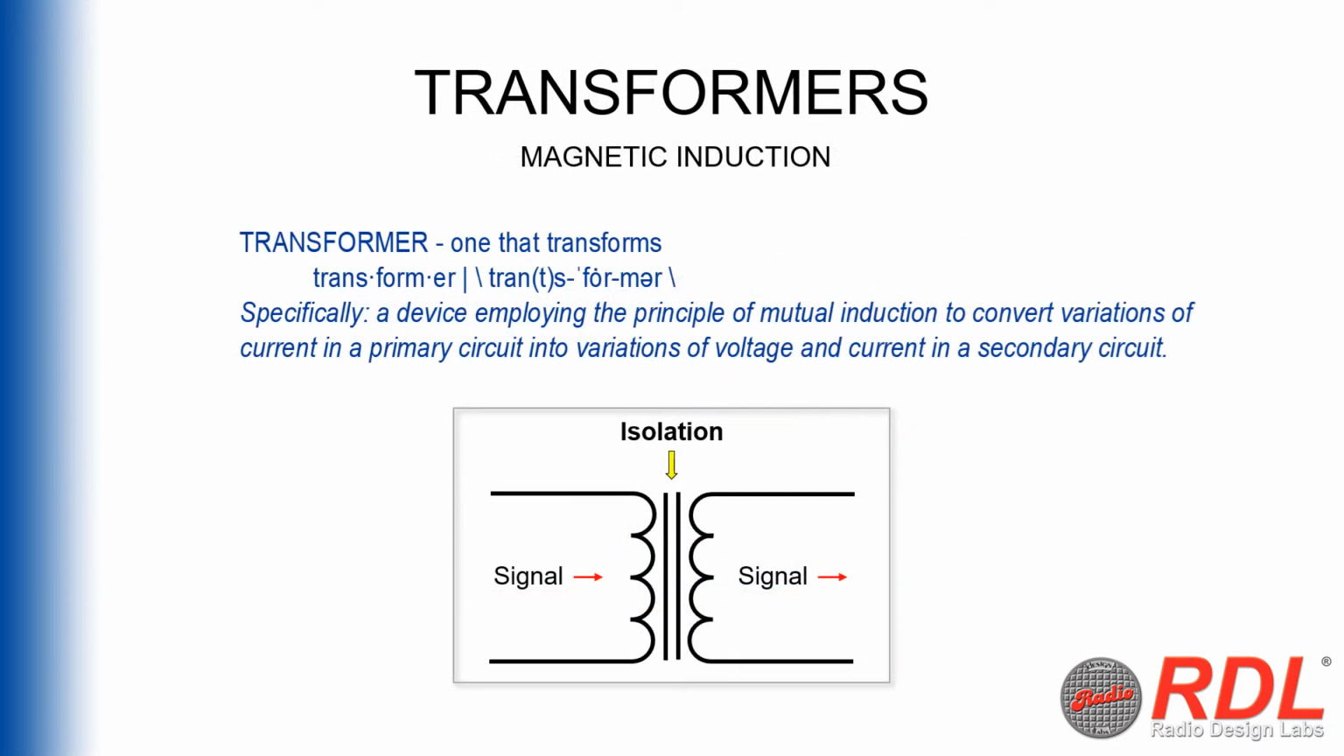Earlier I mentioned transformers being used in constant voltage systems to step up and step down voltage. The Merriam-Webster Dictionary defines a transformer as one that transforms, specifically a device employing the principle of mutual induction to convert variations of current in a primary circuit into variations of voltage and current in a secondary circuit.